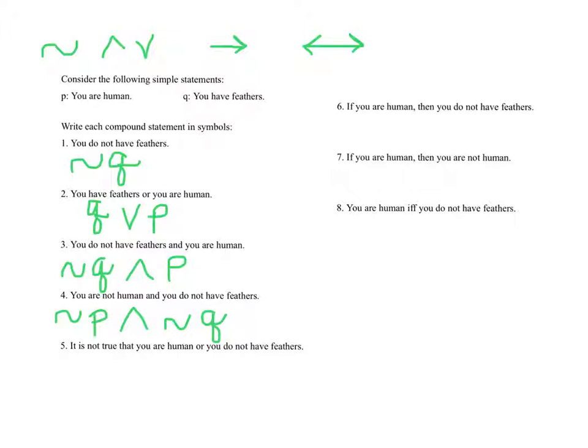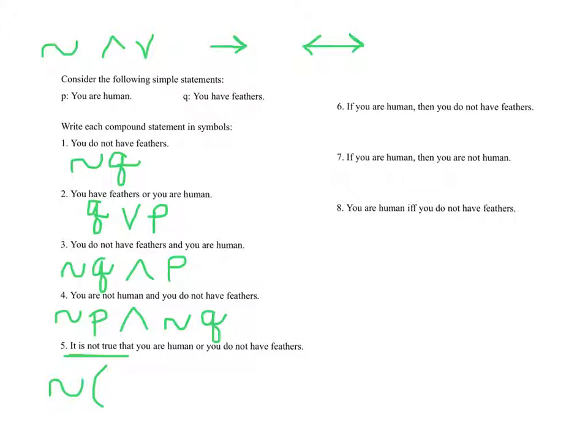All right, so let's look at number 5. Number 5 is a little bit different because I see the words, "it is not true that." And anytime you see "it is not true that," that phrase means that you're going to negate the whole thing that comes after that phrase. So if I say it is not true that, I'm going to start out with a not, but this is going to be a not that affects the entire rest of the statement.